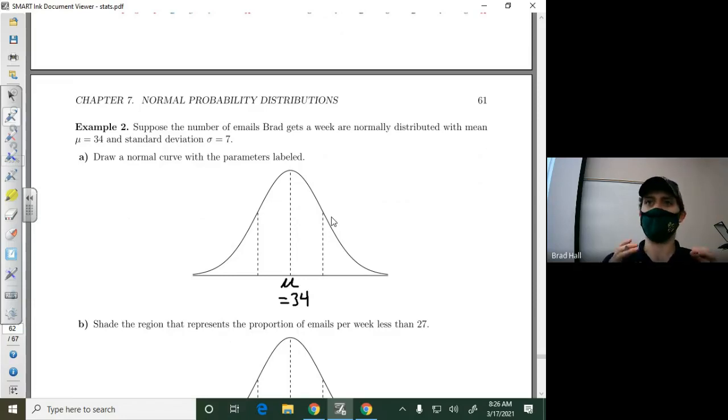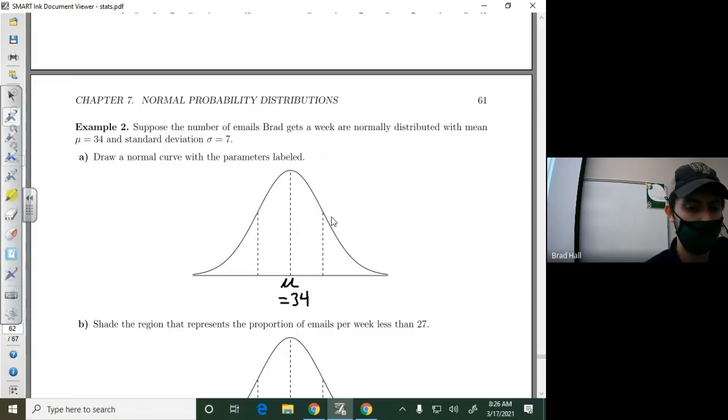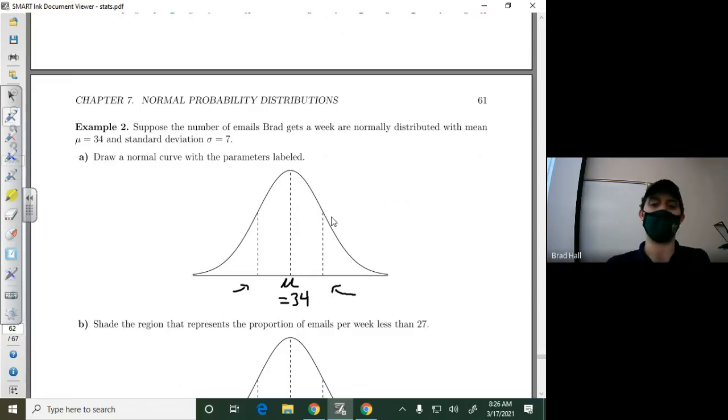The mean always tells us the center of the curve every time. So that's why I'm immediately going to put 34 here. Now the question is, if 34 goes there, what goes here and what goes here? 7 minus 34 for the left and 34 plus 7 for the right. Yeah, so we're going to go ahead.